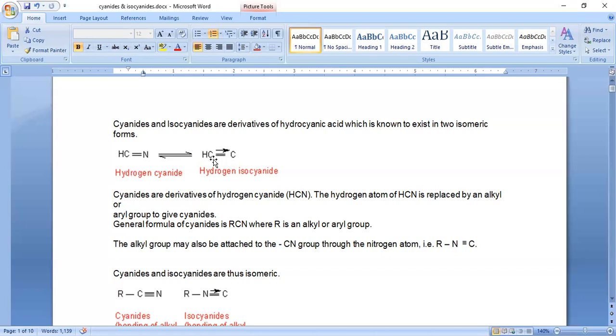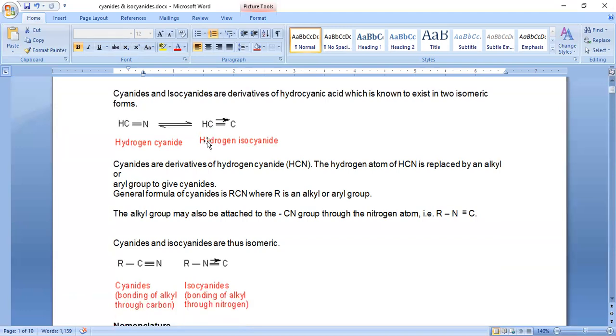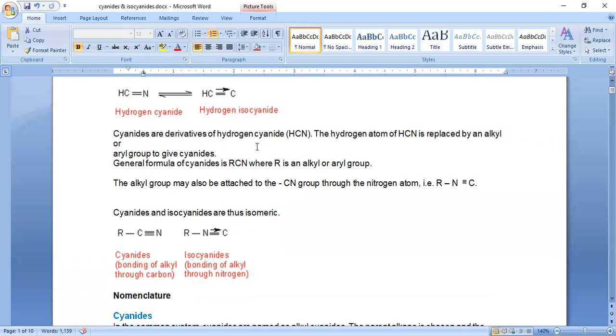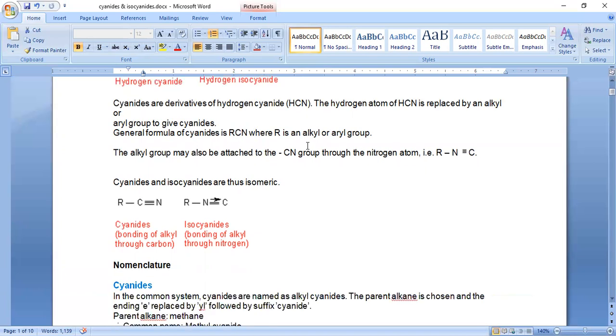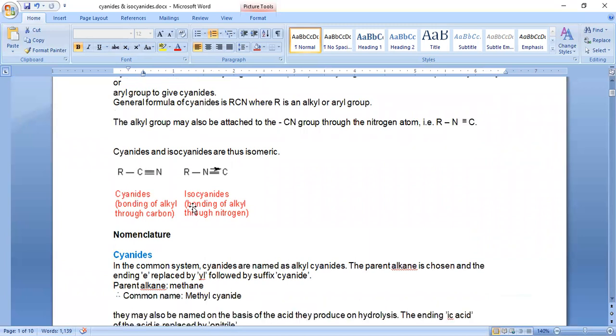Sorry, it is not carbon, it is nitrogen. That is a printing mistake, please correct it. So this is nitrogen: hydrogen cyanide and hydrogen isocyanide. The cyanides are derivatives of HCN. In organic chemistry, that hydrogen is replaced with an alkyl part, so we can generally represent RCN or RNC. Here the H is replaced with an alkyl part. This is alkyl cyanide, and this is alkyl isocyanide.